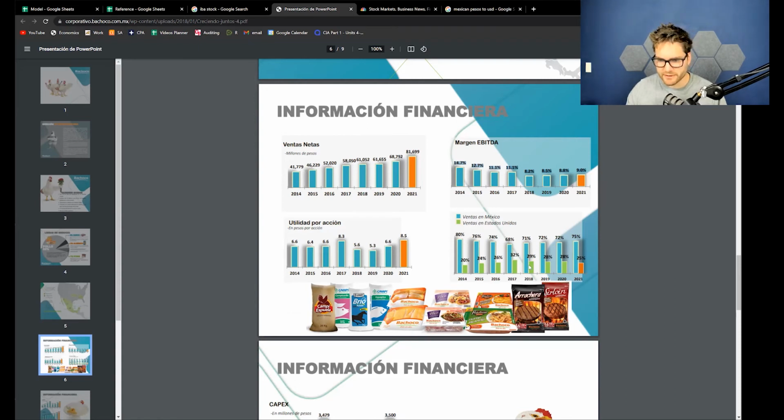Let me see if anything else here is really important. Right here, this is actually really interesting, because since the business is operating in Mexico, for any sales done in the United States, if the conversion becomes more beneficial, those United States sales become more valuable, right? Because most of the expenses of this business at its core are in Mexican pesos.